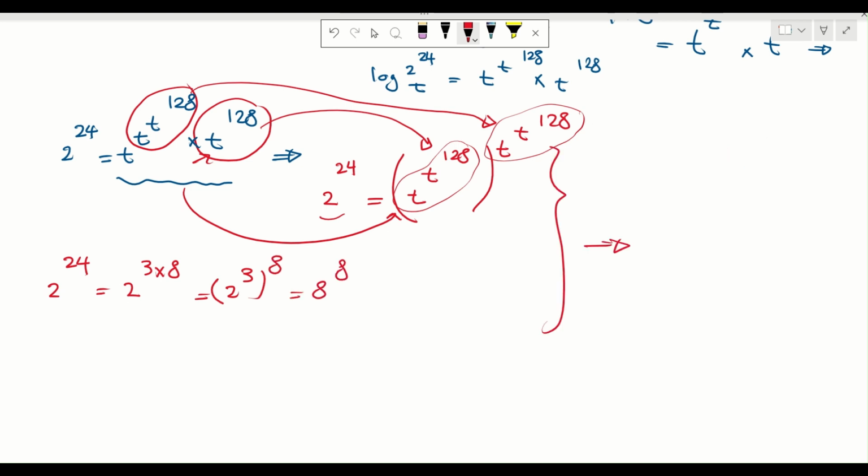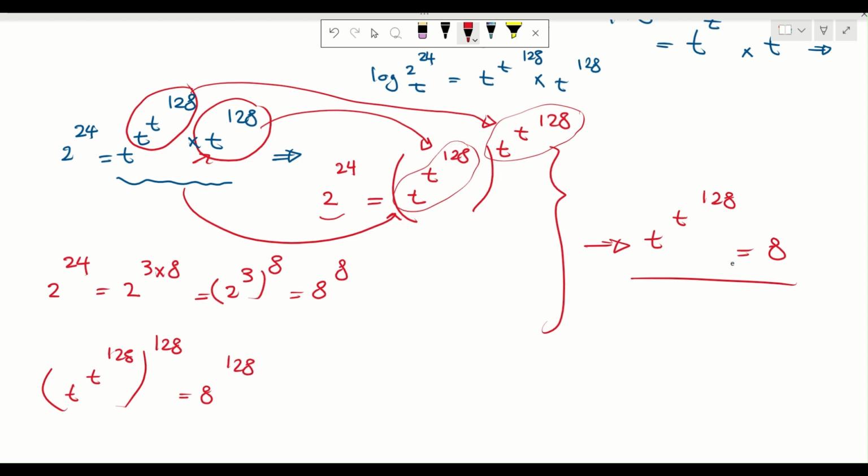So from here you can say that t to the power of 128 is basically 8. And now from here I'm going to apply some more simplification. First, I'm going to take power of 128 from both sides. It's going to be t to the power of 128, and then another 128 is 8 to the power of 128.